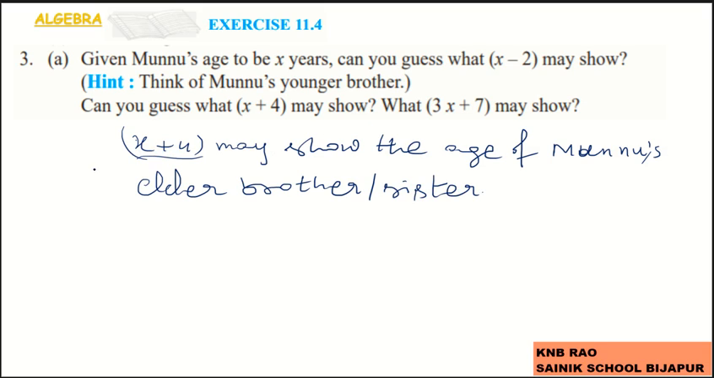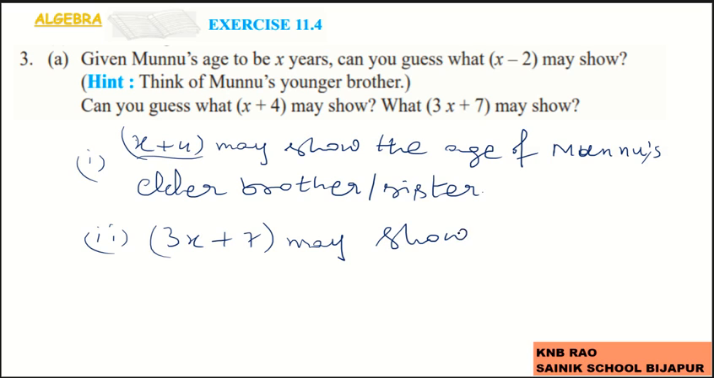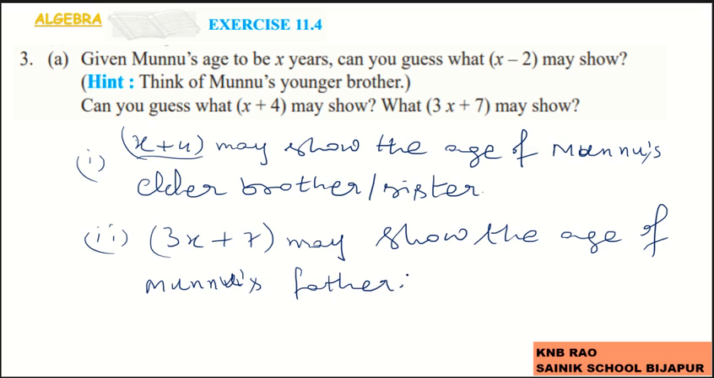This is one thing. Coming to the second, 3x plus 7 may show the age of Munnu's father. So I can say it is the age of Munnu's father also, who is 7 years more than the 3 times the age of Munnu. This way we can say.